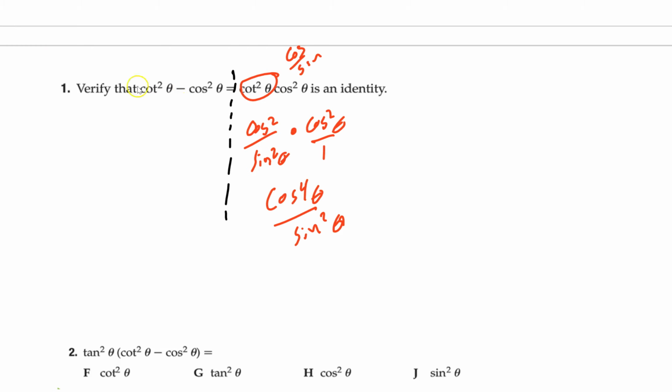On this side, let's rewrite them. Right, cotan is cosine squared over sine squared. Cosine I can't do anything, so let's put cosine squared over 1.